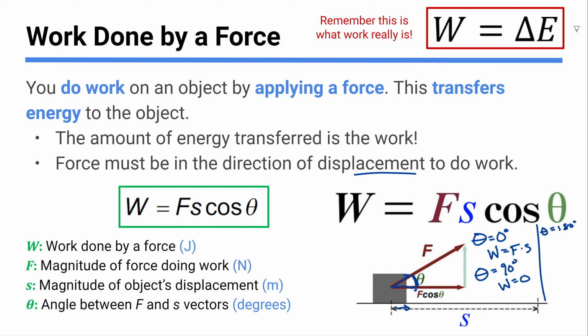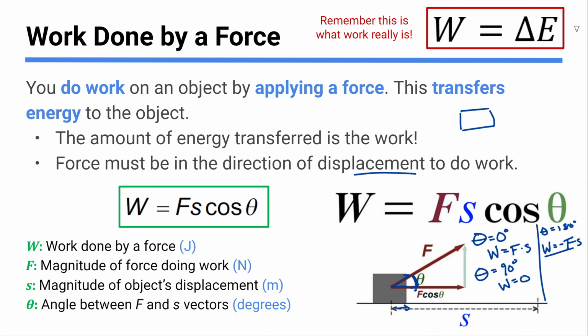And what if theta is 180 degrees? What if you push opposite the direction this thing is moving? A box is sliding towards you, and you push backwards on it. What's going to happen? Well, math-wise, the work would be negative, because the cosine of 180 degrees is negative 1. You get some negative work, and I think that makes sense to me.